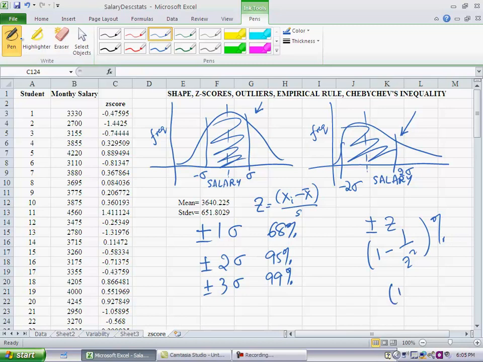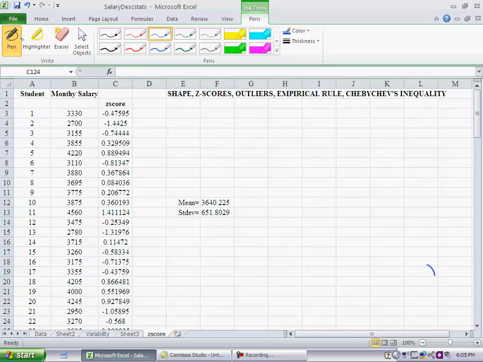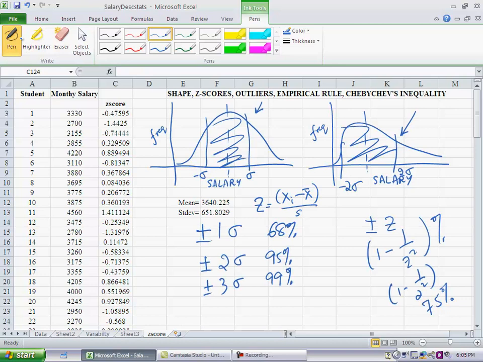So in our case, that would be 1 minus 1 over 2 squared, which is 75%. And this is a very powerful result. It's saying that regardless of the shape of the distribution, I can give you a lower bound. I can tell you that at least 75% of the values will be contained within plus or minus 2 standard deviations. So you can see that this is consistent with what we saw with the empirical rule. And remember, the important words are at least. So if the distribution is not bell-shaped, then Chebyshev's inequality gives you a lower bound.